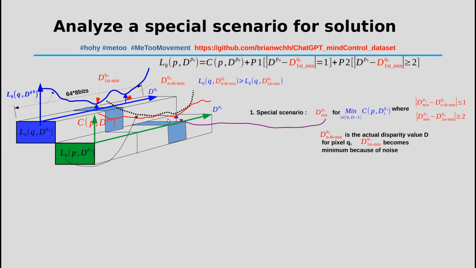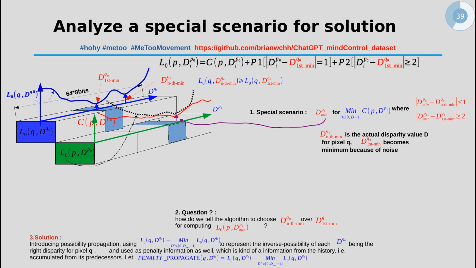Now suppose we know that this should be the right one. This is actually the right disparity for the last pixel, but because of some kind of accident, or maybe noise, it becomes the second minimum. How can we tell the algorithm that I want to choose this one over that one to calculate my current pixel's minimum disparity, or disparity cost, in the overall cost map?